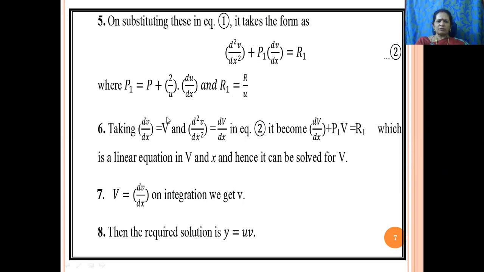Now in this, P1 is this one. Taking dv by dx is equal to capital V, d square v by dx square is equal to dV by dx, equation 2 becomes like this. Now finally we have to replace capital V by dv by dx. On integrating we will get small v. Then the required solution is y is equal to uv.